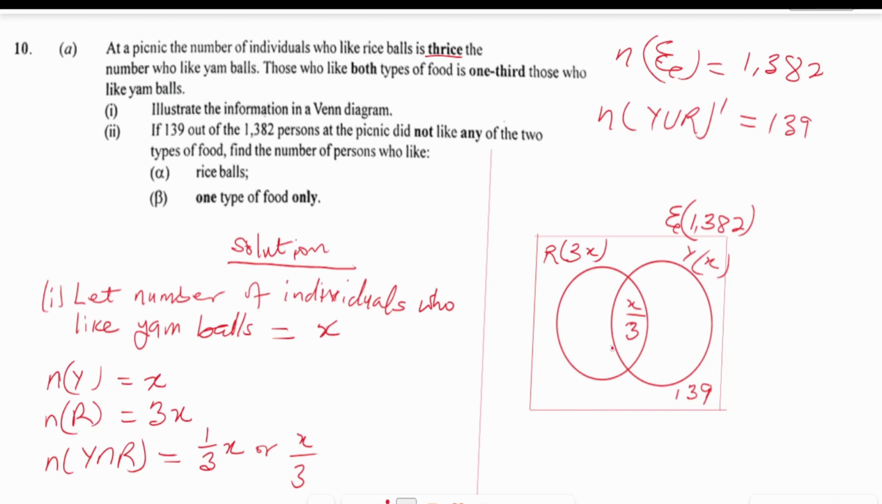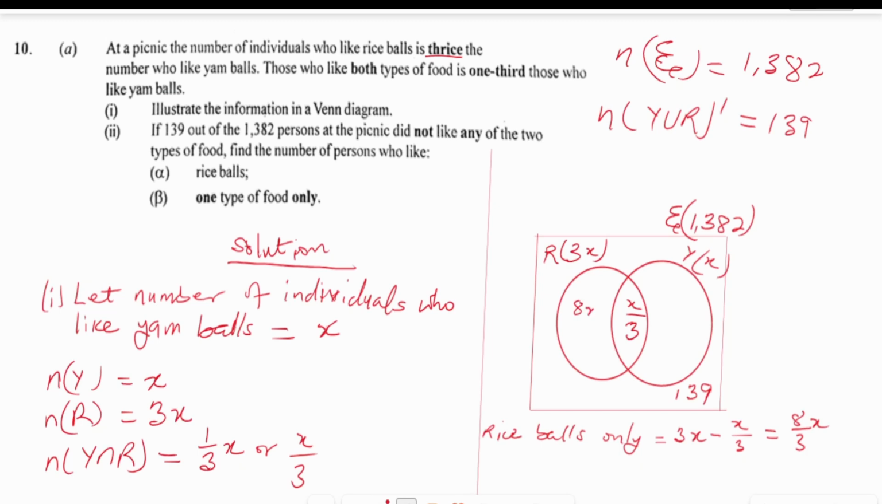Now let me just go ahead and sketch my Venn diagram. Right, this is my Venn diagram, but that's not all. We need to provide the number that like rice balls only and the number that like yam balls only. And right now we have to express that in terms of X. So the number that like rice ball only will be the number that like rice balls minus the number that like both rice and yam balls. And from the calculator, 3x minus 1/3x, the same as 3 minus 1/3, will give us 8/3x, or 8x/3, whichever way you want to call it.